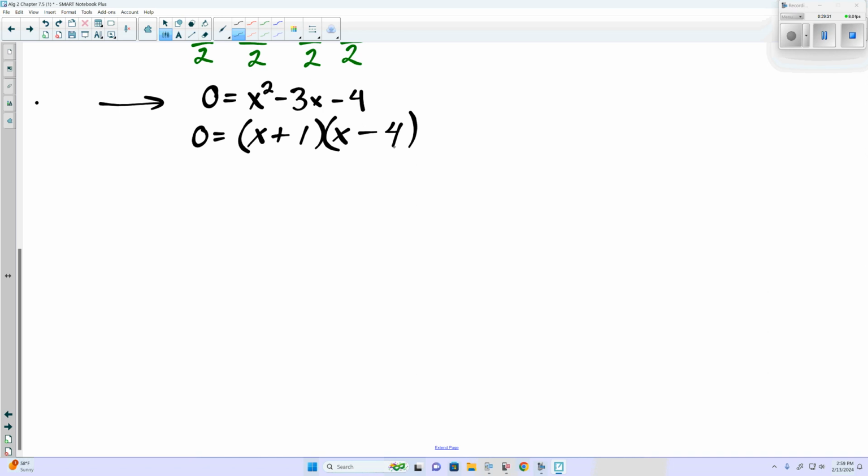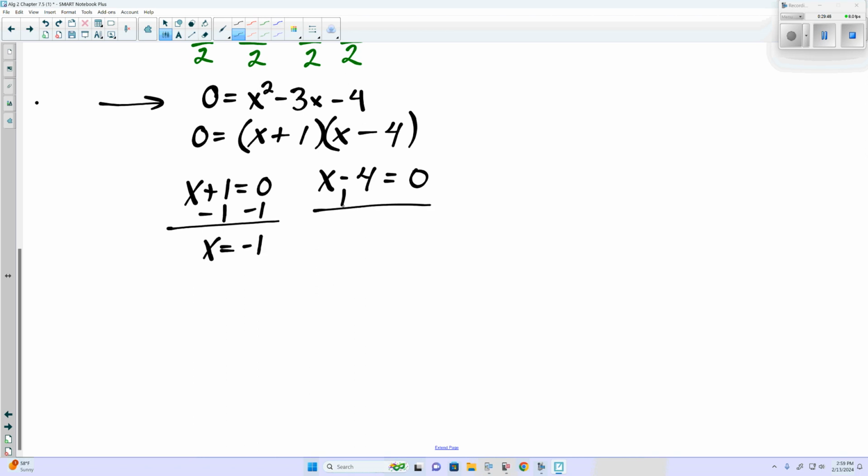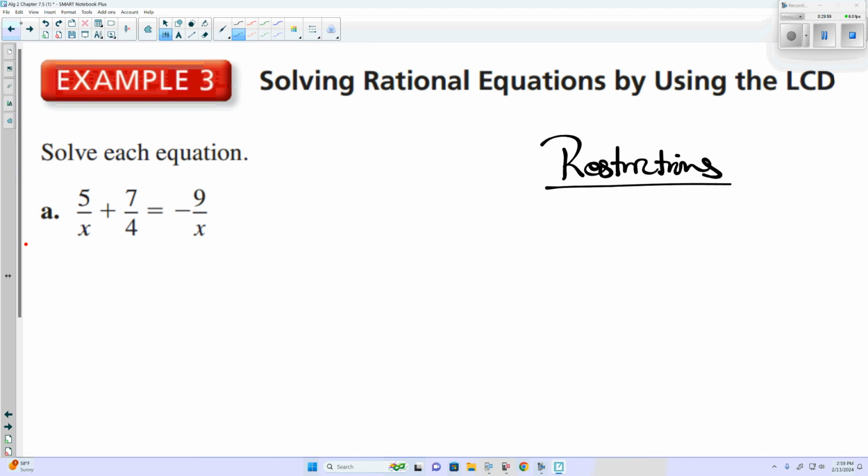We have two things multiplied together to equal 0. So according to our zero product property, one of them must be 0. And from here, subtract 1, telling us x is -1. Here we would add 4, telling us x is 4. Same solutions. The graphing calculator is sometimes a little bit quicker if we have rational solutions.